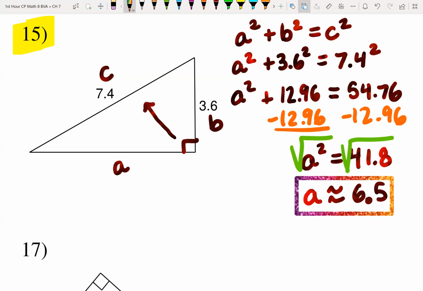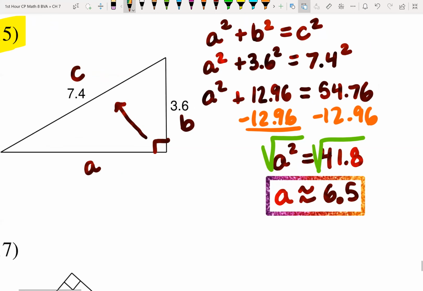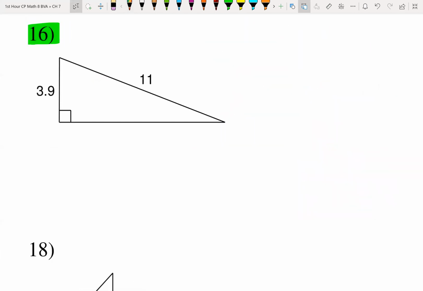Okay, so recap 15. We labeled C across from the 90-degree angle. We also labeled A and B. We don't have A. We plugged in the numbers for B and C. We squared our numbers, and then we started to remove things away from A. We subtracted the 12.96 from both sides, and then we square rooted to get rid of the second power, and we rounded our answer to the nearest tenth. Okay, how about you take a try at number 16 over here? Pause this video and return to it when you're ready to walk through it with me.